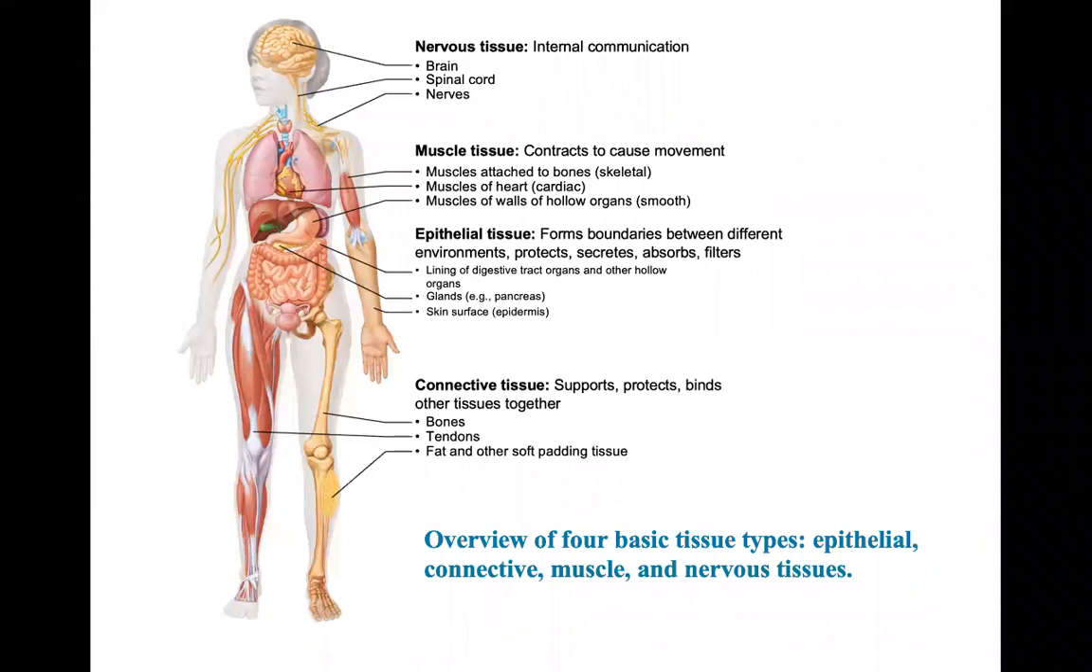So here you can see where we typically find different types of tissue scattered throughout the body. We have our nervous tissue here, muscle tissue. Again, we have skeletal, cardiac, and smooth. Epithelial tissue, again, this forms boundaries between different environments. It also protects, secretes, absorbs, and filters. Okay, and here are some examples. For example, I mentioned the lining of blood vessels, lining of the digestive tract, your skin surface. These are all epithelial tissues. But also any gland in your body is considered an epithelial tissue. And then we have our connective tissues, which are really involved in supporting, protecting, and binding other tissues together.